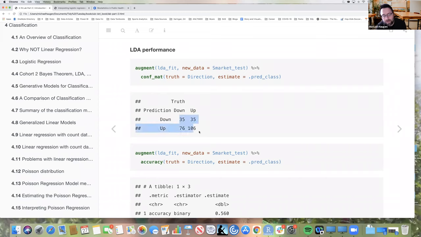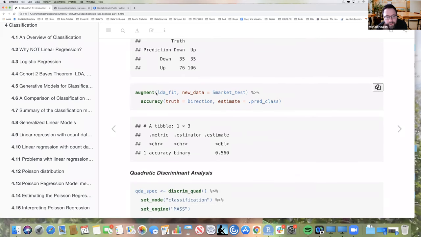So we want to see these numbers high. So we see 35 is low, while 106 we're happy with, which is the number of times we predicted up and it went up. 35 is low, but we can see which one is high or low in these two. This one is what we predicted. It predicts well when it's actually up, but it doesn't predict as well when it's actually down.